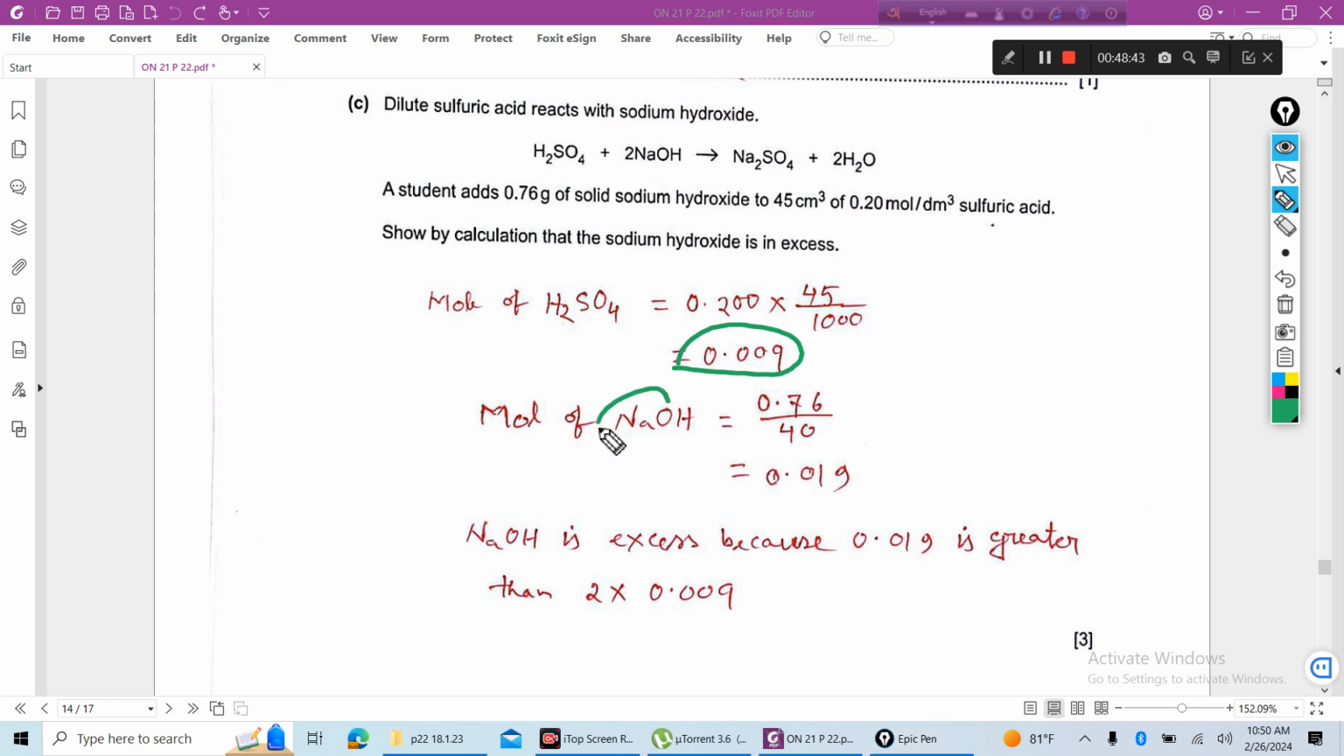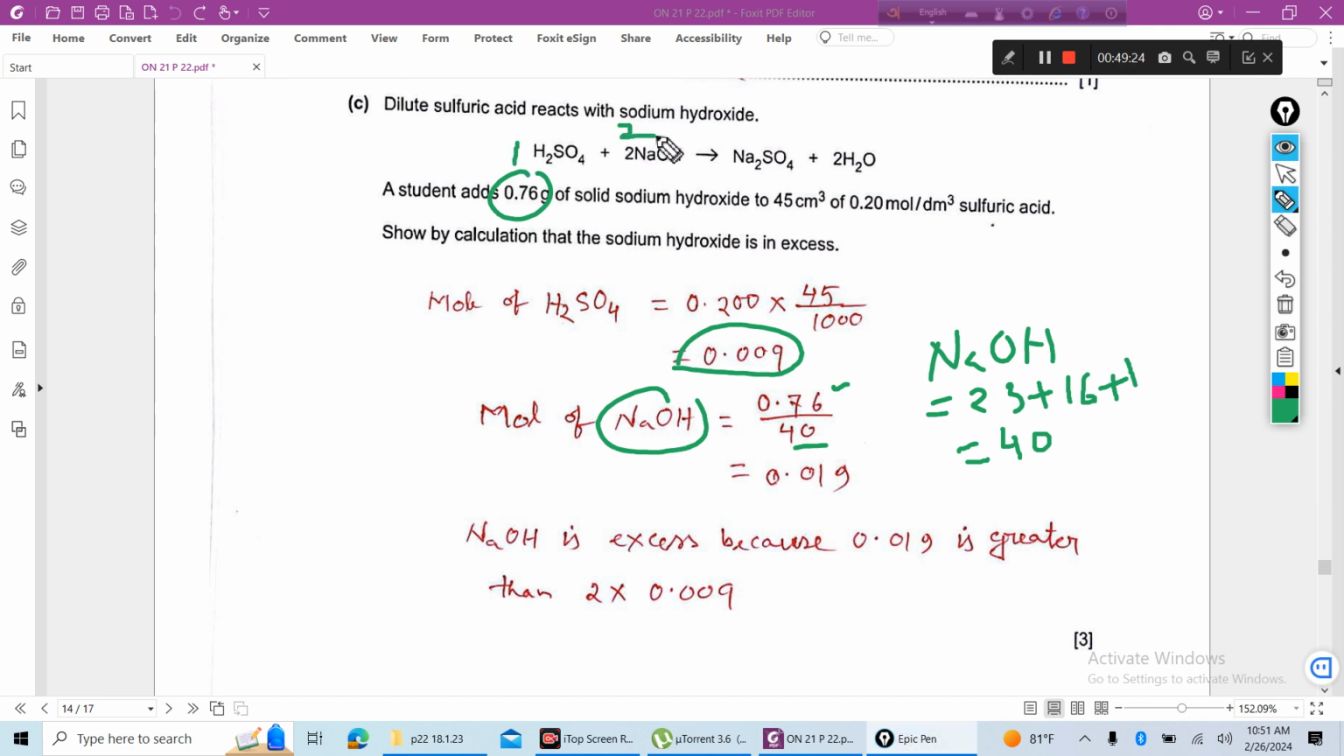Then moles of sodium hydroxide is mass, 0.70 divided by 40. 40 is sodium hydroxide relative molecular mass, sodium 23 plus oxygen 16 plus hydrogen 1. You will get 40. So you get 0.019. But your mole ratio, see, 1 mole sulfuric acid reacts with 2 mole sodium hydroxide.